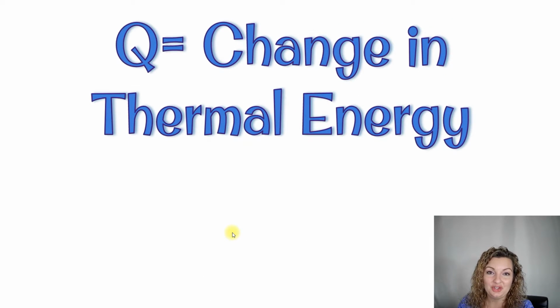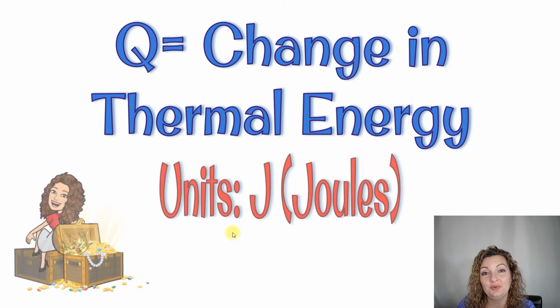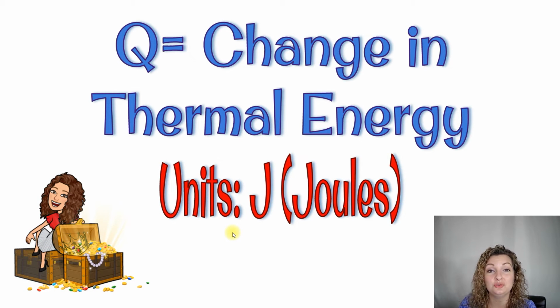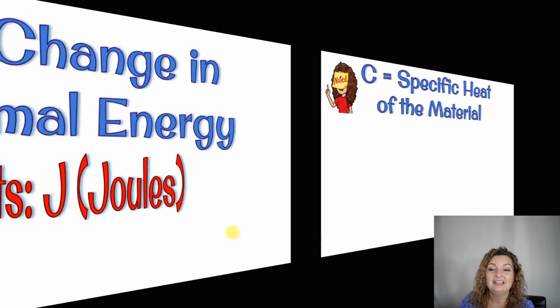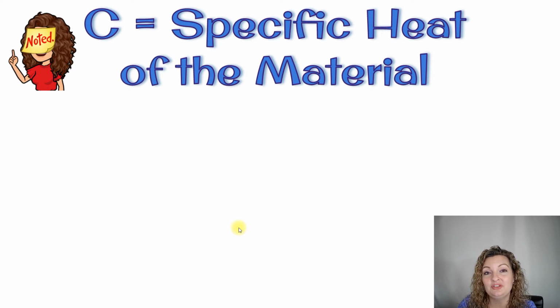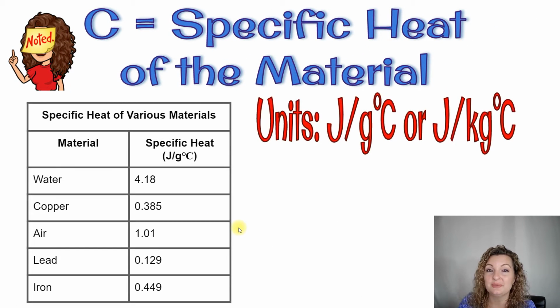So we're looking at Q. Q is just a change in thermal energy, and it's actually measured in joules with a capital J. C is a specific heat of the material. Now every material or substance has its very own unique specific heat. So you're going to have to look up this information either in a data table or it may be provided in the question that you're given.